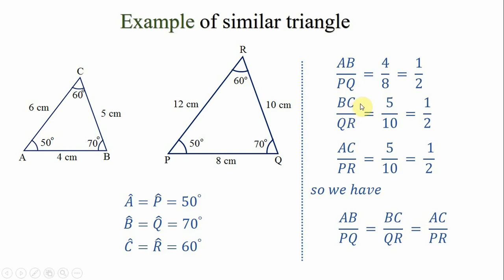Similarly, the ratio of BC and QR is 1/2 and the ratio of AC and PR is 1/2. So all the ratios are equal. In similar polygons, all the corresponding angles are equal and all the corresponding ratios are equal.